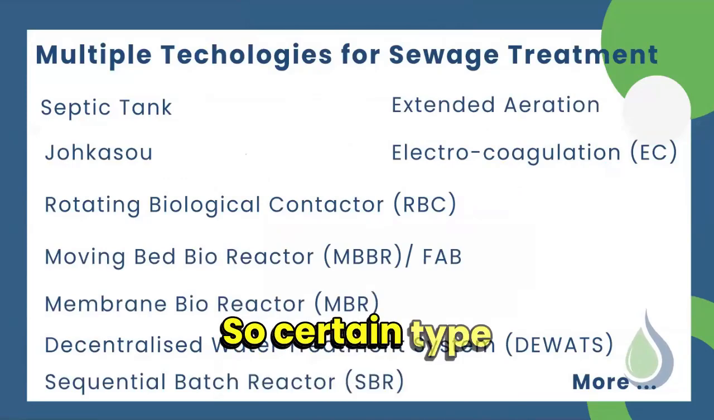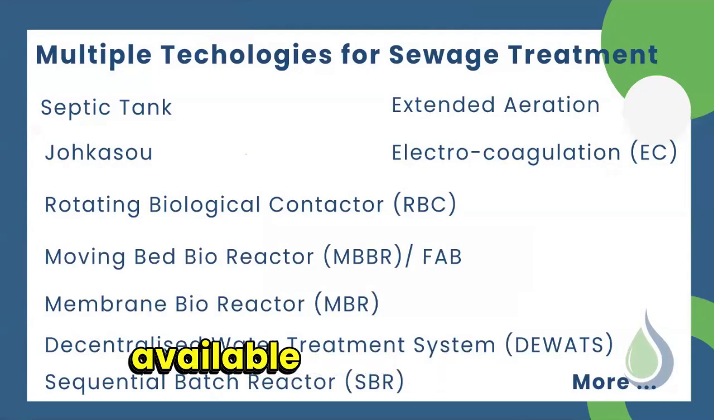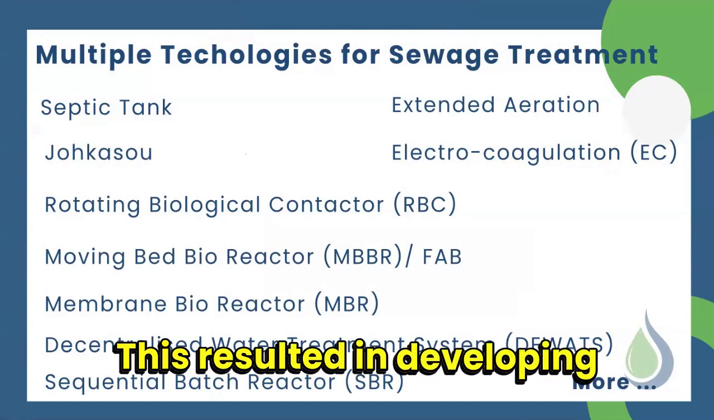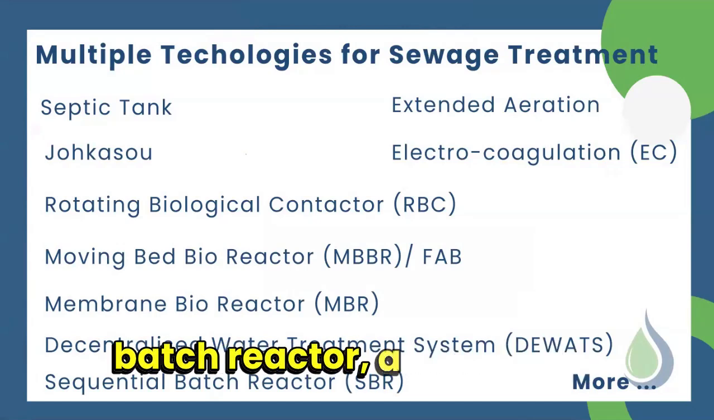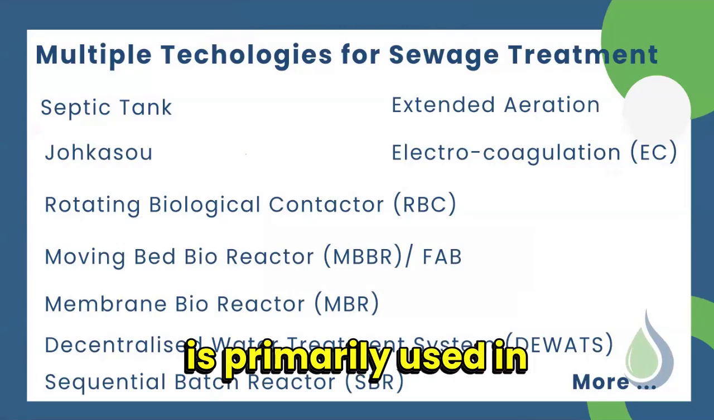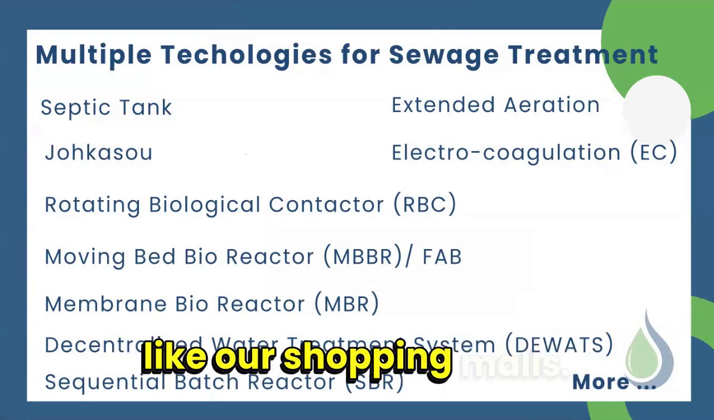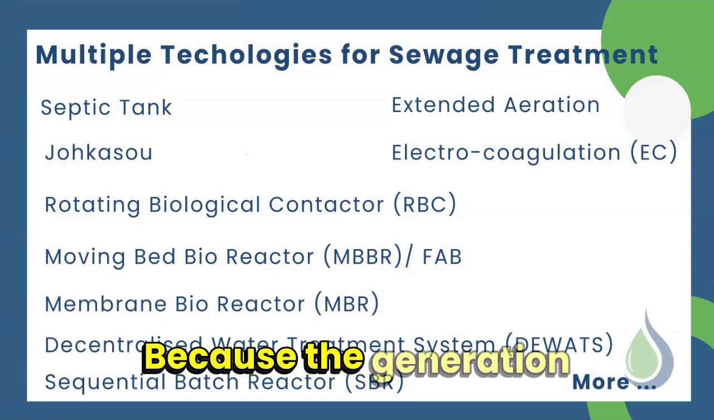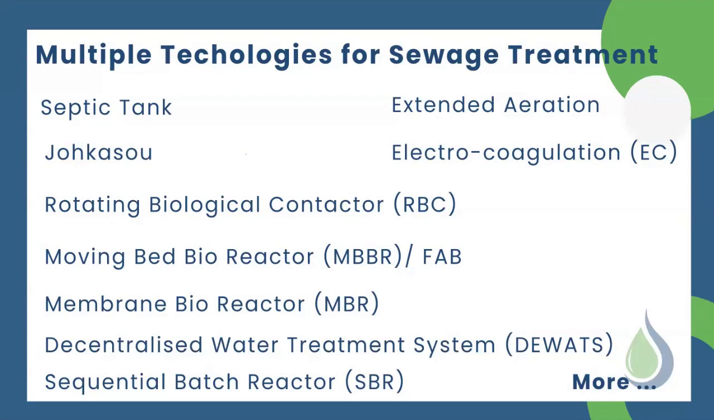Right. So certain types of applications like this, sewage being available on one day, not being available on a different day, being available unequally on different days, resulted in developing another process called a batch reactor, a sequential batch reactor. This sequential batch reactor is primarily used in large capacity commercial applications like shopping malls, hotels, hospitals, and even certain municipal wastewater treatment plants, because the generation of wastewater is not uniform. For such cases, it is ideal.